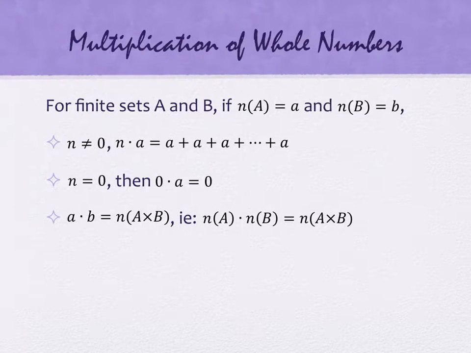So if we have finite sets A and B, where the number of items in set A is A, and the number of items in set B is B, then if n does not equal 0, then n times A equals A plus A plus A plus A, n times. If n does equal 0, then we say that 0 times A is equal to 0.